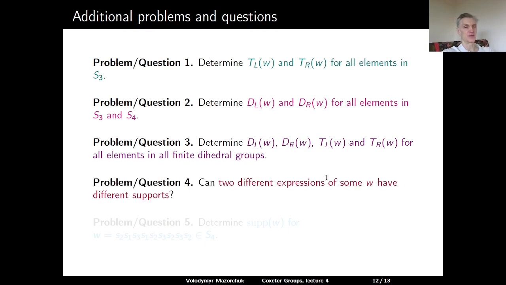Problem question 4. Can two different expressions of some w have different supports? And problem question 5. Determine the support of the element which is given by the following expression: s2, s1, s3, s1, s2, s3, s2, s3, s2, and that's an element in the symmetric group S4.